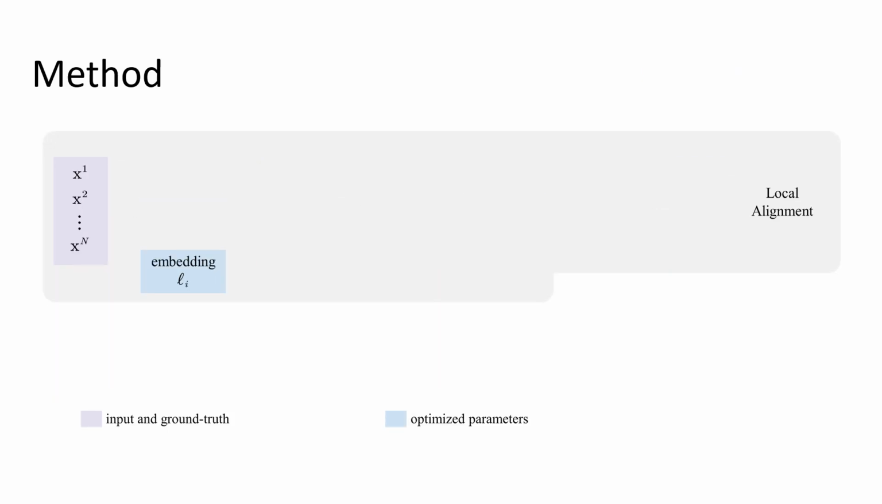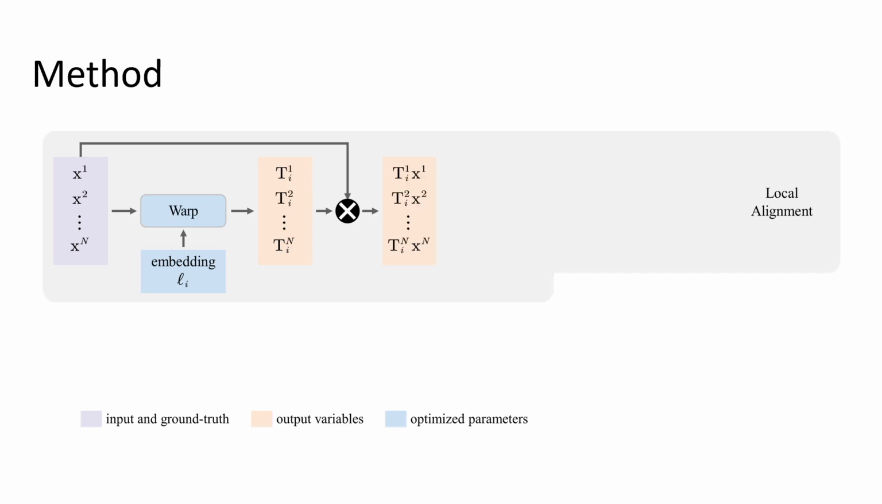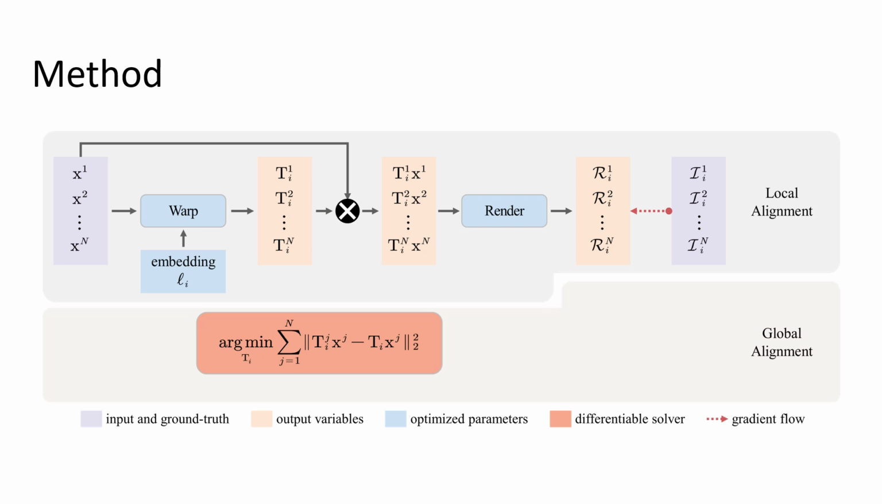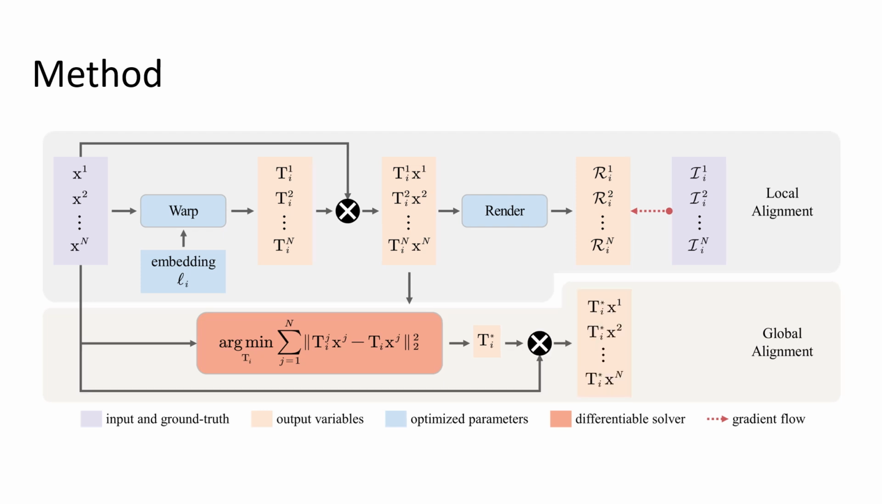Based on query coordinates X and frame-dependent embeddings L, a warp neural field constructs pixel-wise local transformations T, and transforms query coordinates into a global coordinate system. Then the color can be rendered through a neural field to minimize the photometric error between renderings and images. In the second branch, a differentiable parameter estimation solver produces frame-wise global transformations T* conditioned on the pixel-wise correspondences. The query coordinates X are then transformed by the T* to apply a global geometric constraint.